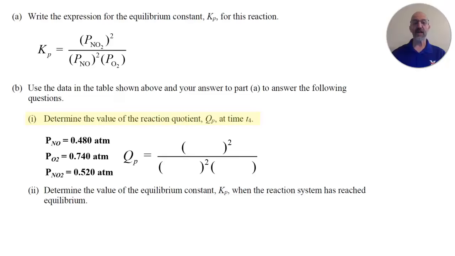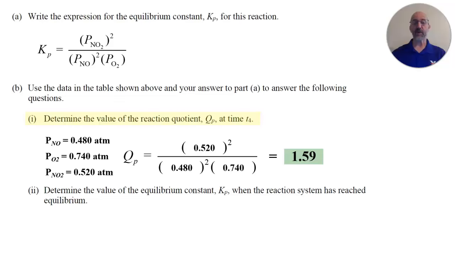So pressure of NO2, 0.520. Pressure of NO, 0.480. Pressure of O2, 0.740. And when I pick up my calculator, the numerical value of the reaction quotient, Qp, at time T4 would be calculated as follows: 0.52 squared divided by 0.48 squared divided by 0.74. And when I do that math, I get 1.59. So that is the answer to part B I.